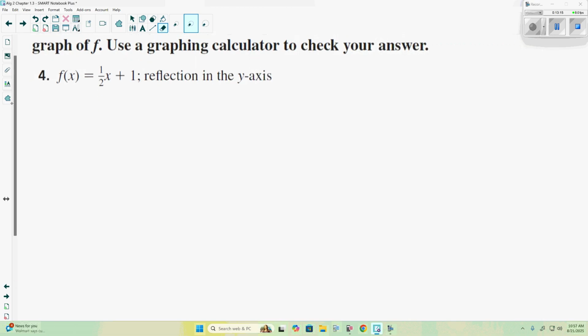Number 4 is the last one that we'll look at here with reflections at this point. We'll call it m of x. So f of x equals 1/2 x plus 1. And it's going to be a reflection in the y-axis. And our general form for reflection in the y-axis is f of negative x. So just like before, we're going to replace every x in the function f of x with negative x. So our 1/2 x plus 1 is going to become 1/2 times negative x plus 1.